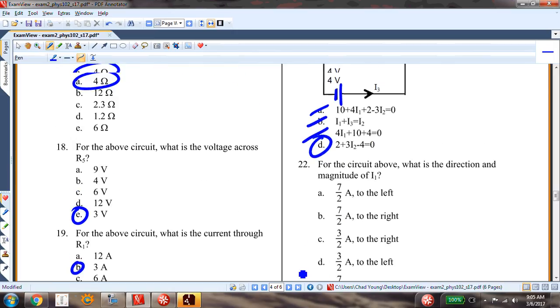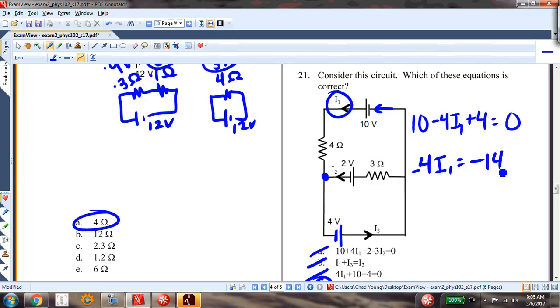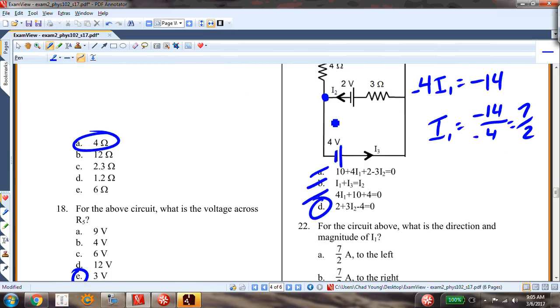What is the direction and magnitude of I1? All right, I want to know this current. In order to find that, I'm going to use the big loop here. Let's just go in this direction. I get 10 minus 4I1 plus 4 equals 0. So 4I1 equals negative 14, so I1 equals negative 14 over 4. That's negative 7 halves. And so it's 7 halves to the left because it came out positive.